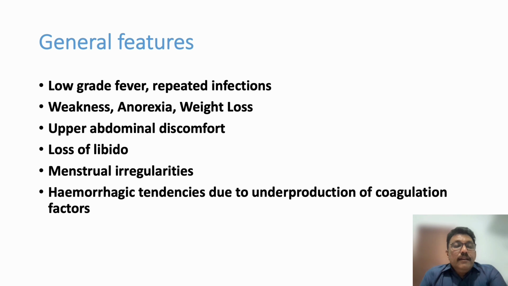If you see the general features of liver disease, the patient can have low-grade fever, lethargy, weakness, repeated infection, especially in the abdomen, anorexia, weight loss, upper abdominal discomfort that may be due to splenomegaly. In most of these patients, this discomfort is due to splenomegaly. Loss of libido, menstrual irregularities, hemorrhagic tendencies because of the underproduction of coagulation factors.